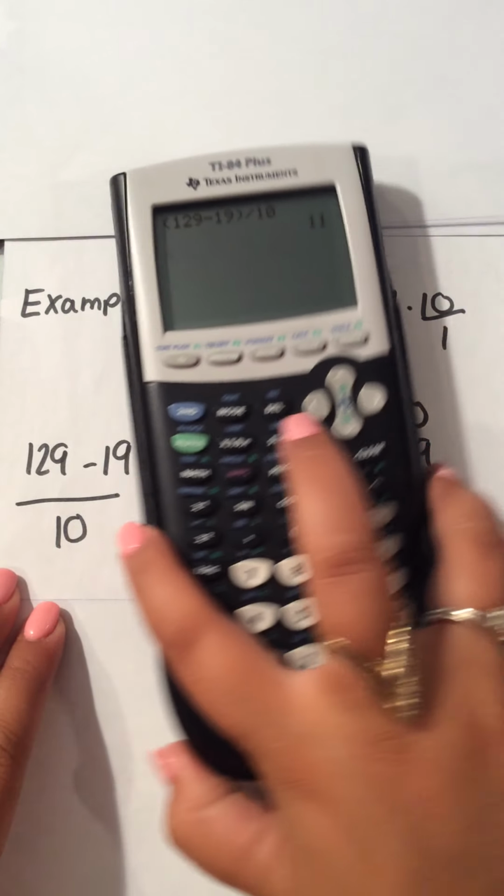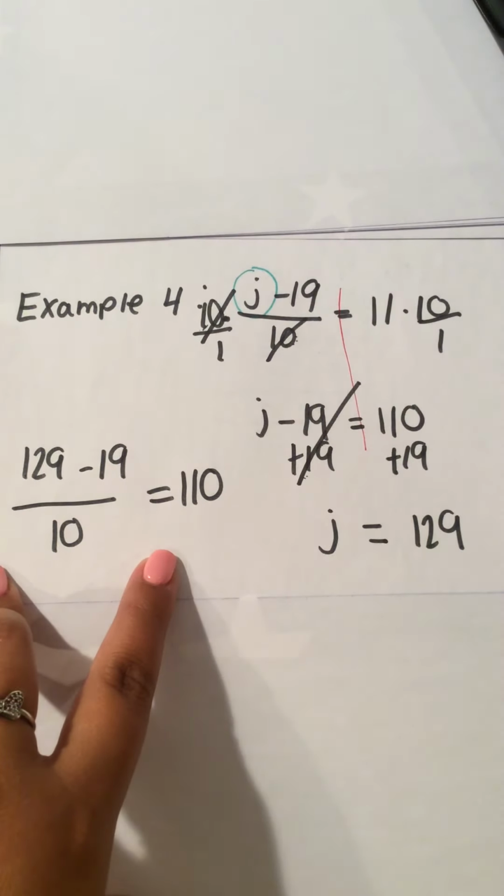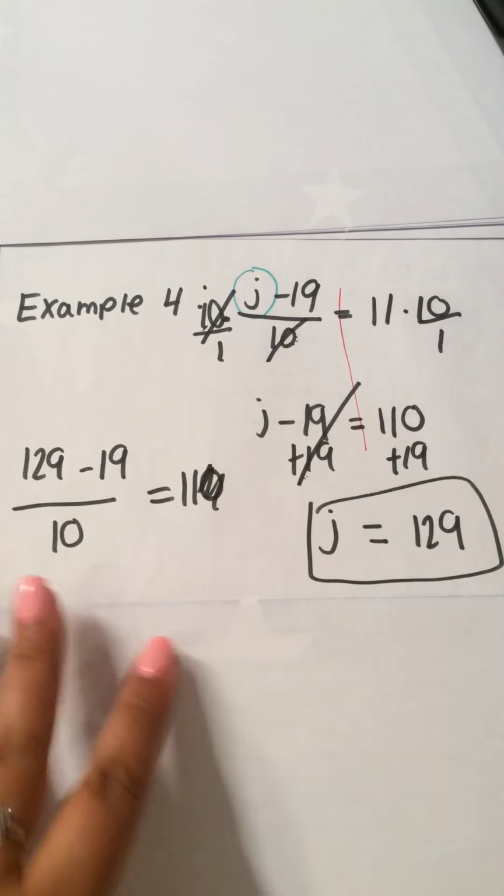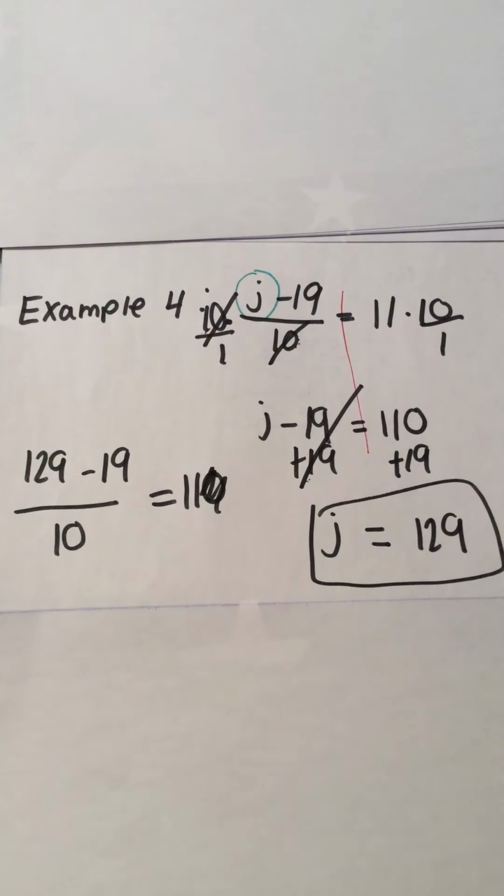Is that what we wanted? Oh, I wrote 10. This should be 11. Yes, it does equal 11. So J does in fact equal 129. Sorry, guys. Make sure you double check these. Even if it is just typing in your calculator, double check them. That means there are no excuses of getting these wrong. Okay? Please, please, please double check your problems.